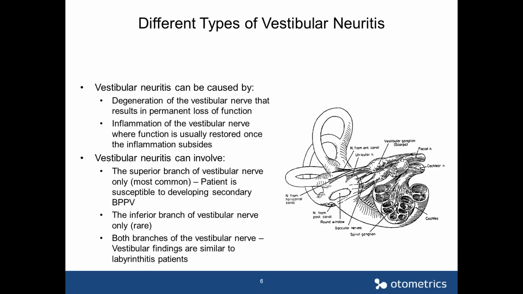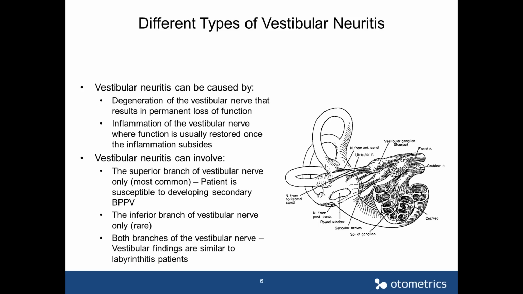If that happens, you usually get a permanent loss. So for example, if you're doing caloric testing, it never recovers. And as you'll see in the case of head impulse testing, it never recovers. But in most cases of vestibular neuritis, we now know that it's not caused by degeneration, but by inflammation of the vestibular nerve. In fact, sometimes you can see this in an MRI.